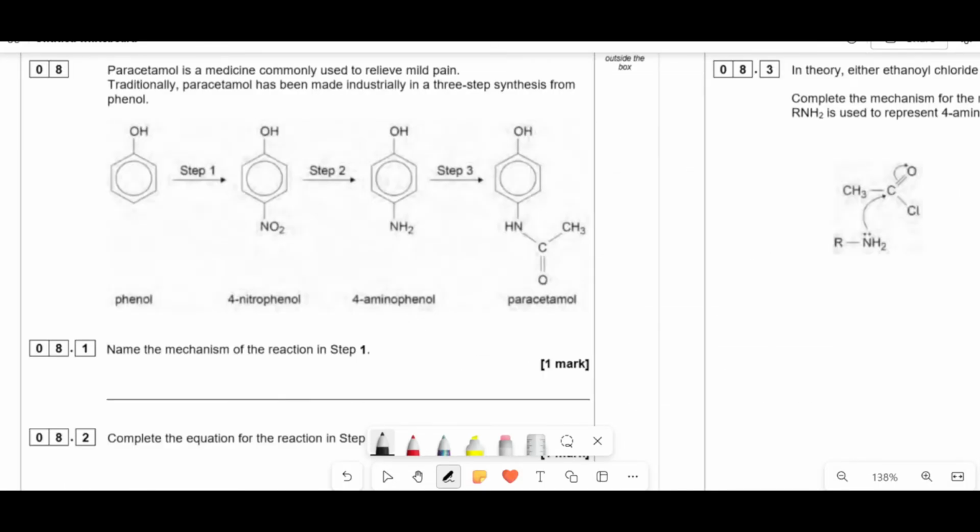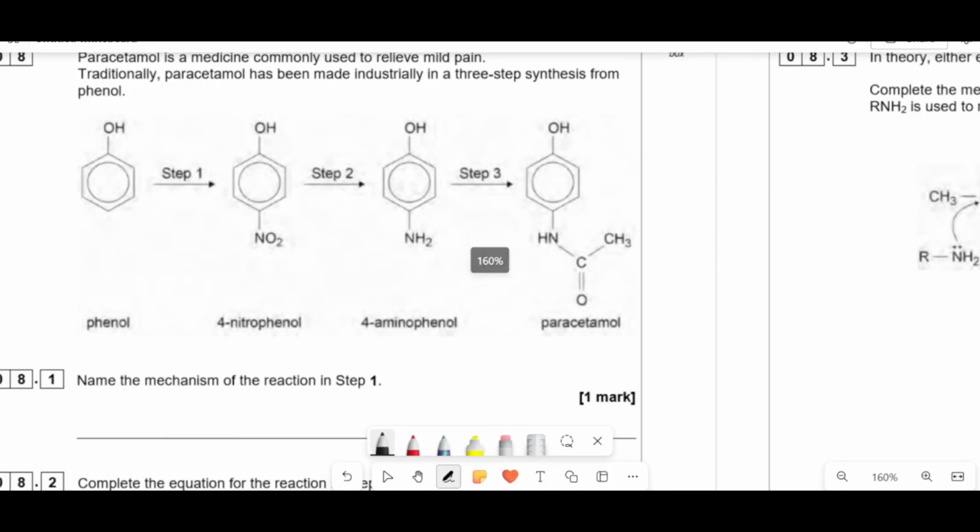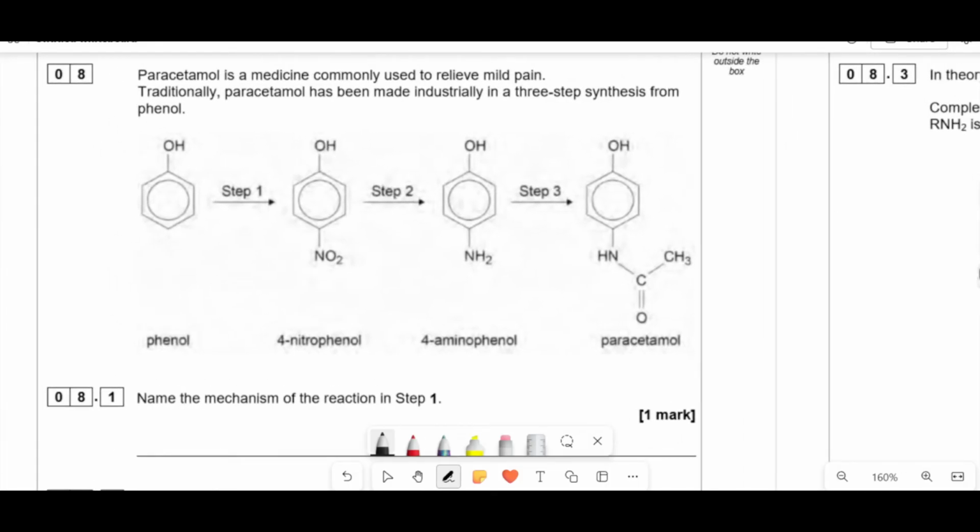Done. So paracetamol is a medicine commonly used to relieve mild pain. Traditionally, paracetamol has been made industrially in a 3-step synthesis using phenol. So we have phenol, and then for some reason there's an NO2 in it, and then there's an NH2, and then bang, this has happened. Immediately I can see that we're doing nitration of benzene, so we're going to add this on somehow, but we have to swap off an H. To me, that's electrophilic substitution immediately. From NO2 to NH2, we're adding H, so we're reducing it. And here it even says that we've got NO2 and we've made an amine.